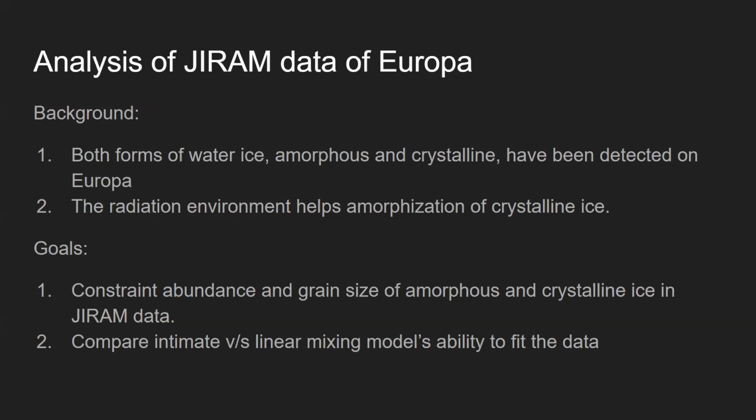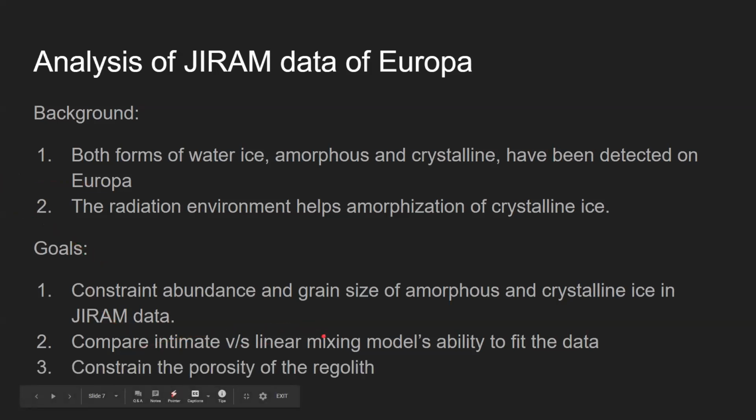The other case is linear mixing, where the different components exist as discrete patches on the surface. So the total reflectance is just a linear sum weighted by the fraction of area that each component occupies on the surface. I also want to test which mixing scheme works better, and then constrain the porosity of the regolith, so how fluffy the material is versus how tightly packed the material is.